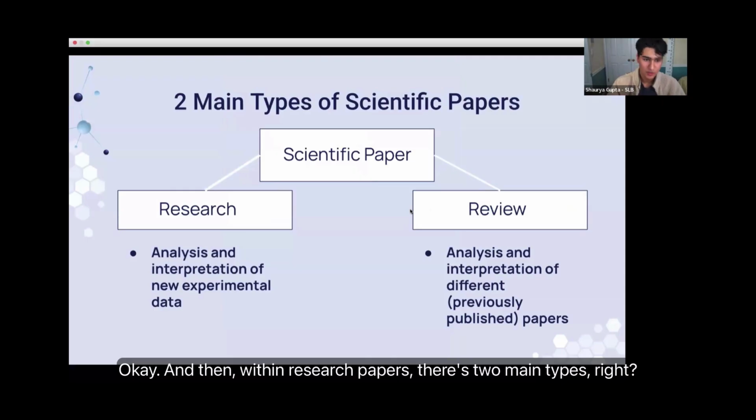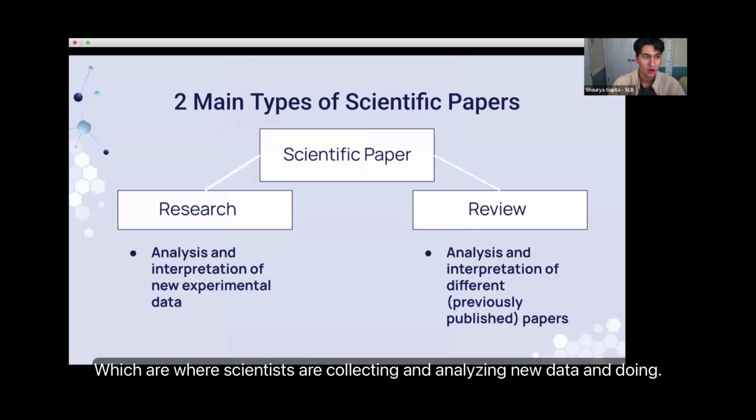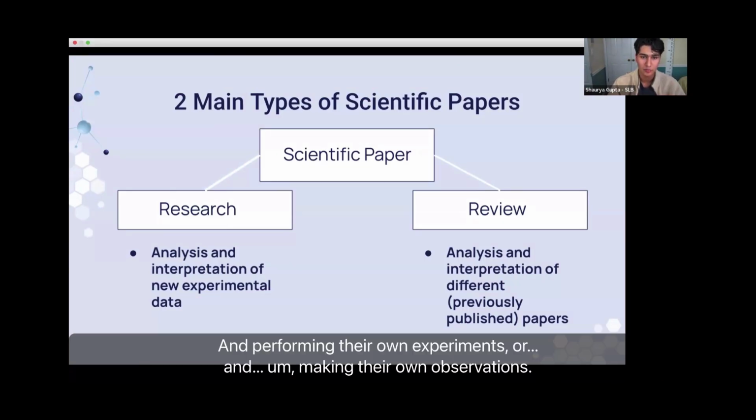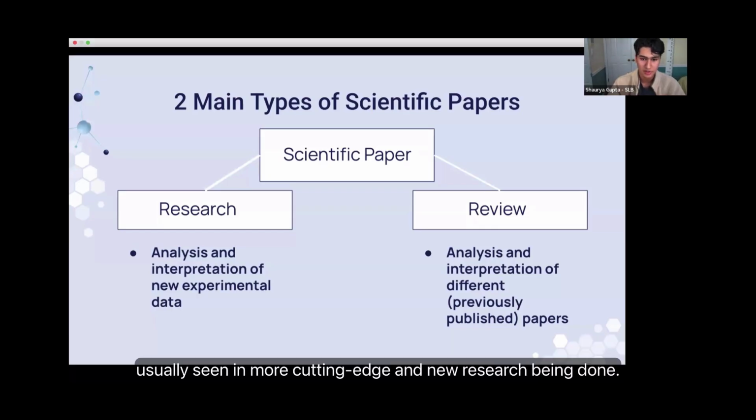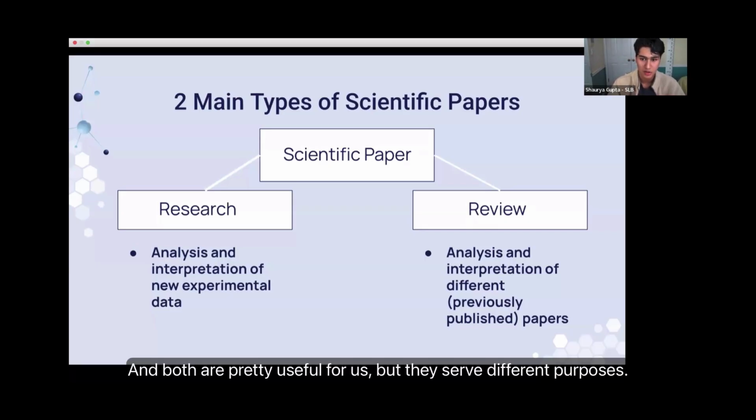Okay. And then within scientific papers, there's two different types, right? There's research papers, where scientists are collecting and analyzing new data, performing their own experiments and making their own observations, usually seen in more cutting edge or new research, while review papers are a little different, because they look at and mainly summarize many studies that have already been published. And both are pretty useful for us, but they serve different purposes.